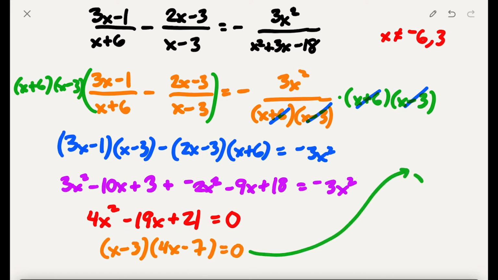Solve this out over here. You have x equals 3 and x equals 7/4. Okay, the thing is, x cannot equal 3 because it's one of the excluded values. So the final answer for this one is just going to be x is equal to 7/4.